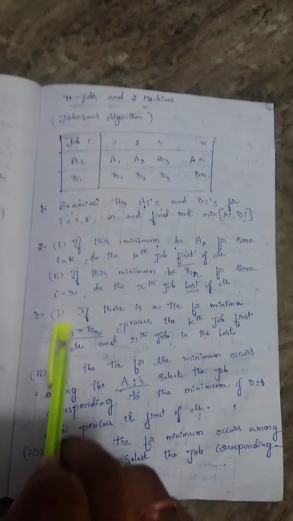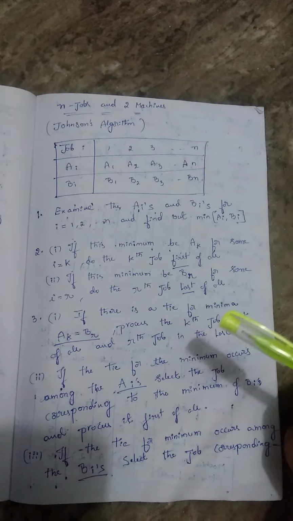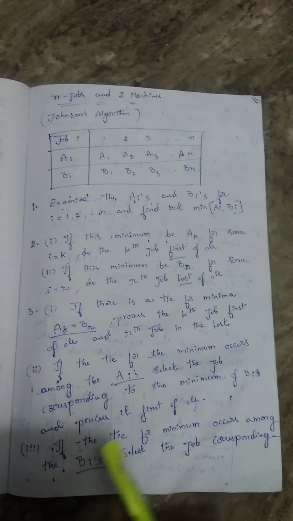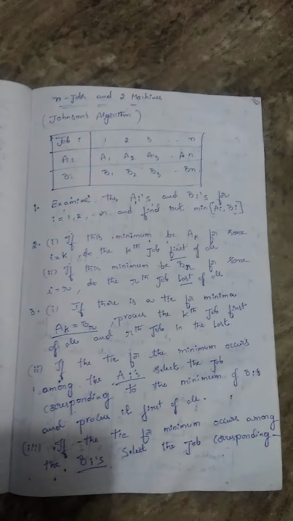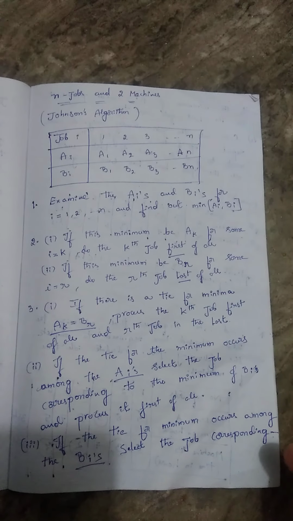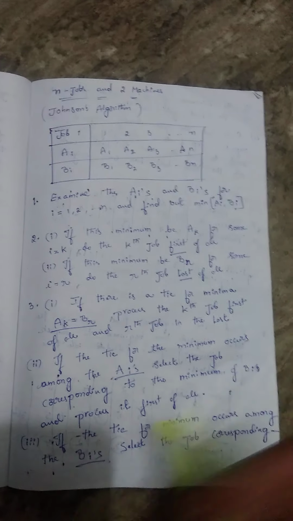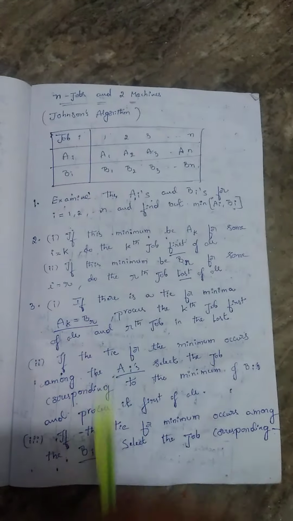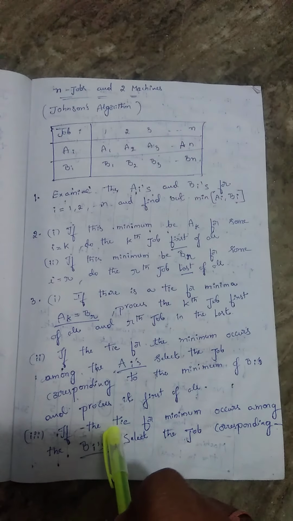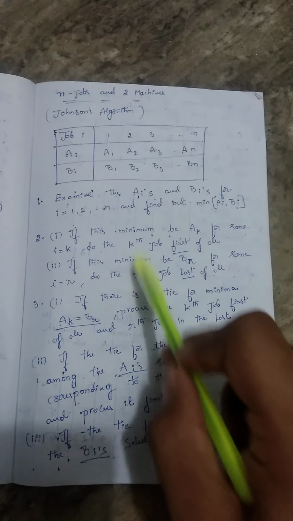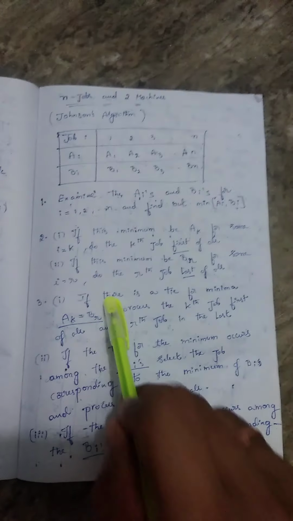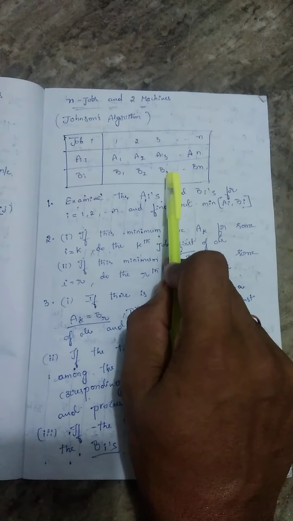Okay, here suppose the working hours are the same. That means the same value for each job is common. That means for the same cases we go to this condition. For not equal cases we go to these conditions, for equal cases we go to these conditions. Ak equal to Br, that means the Ak value is equal to the Br value.